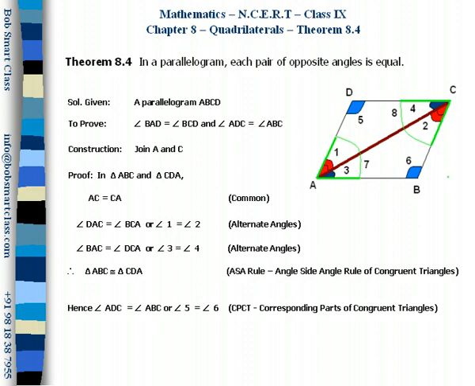Now, if these two triangles are congruent, their corresponding parts are equal. Hence, angle ADC equals angle ABC, or angle 5 equals angle 6. So, one pair of opposite angles is equal. Now let's try to prove angle BAD is also equal to angle BCD, which is the other pair of opposite angles of this quadrilateral, or angle 7 equals angle 8.